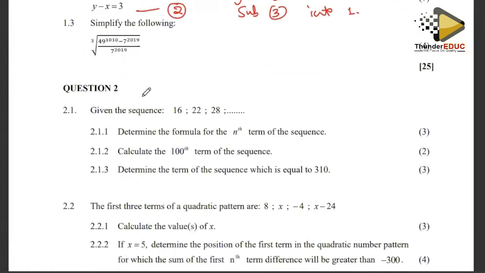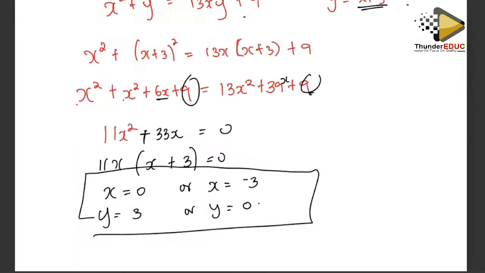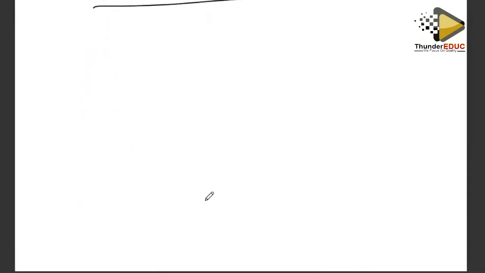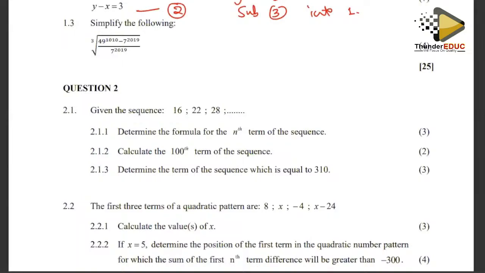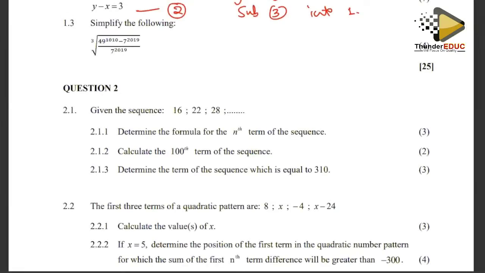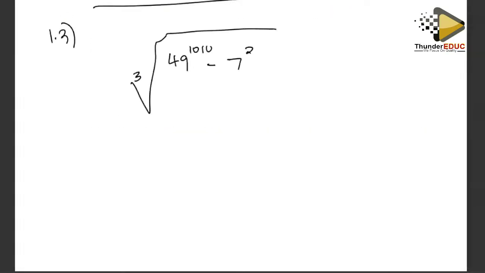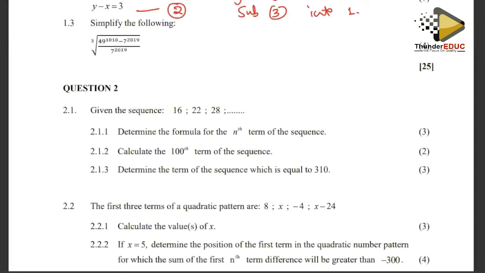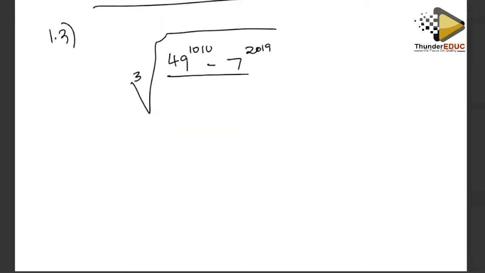All right, then question 1.3. For 4 marks, they're telling us that the cube root of 49 with the exponent of 1010, minus 7 to the exponent of 2019 over 7 to the exponent of 2019.